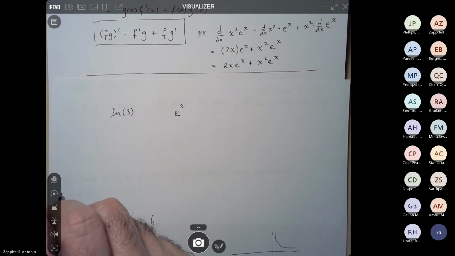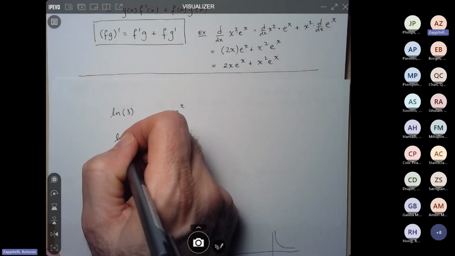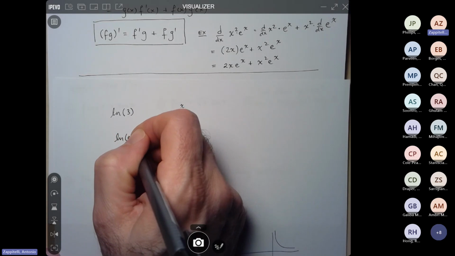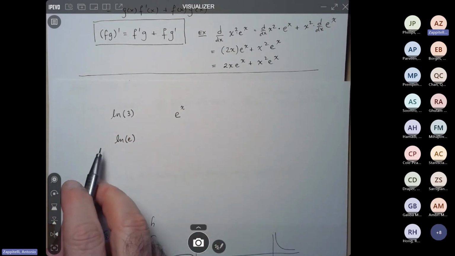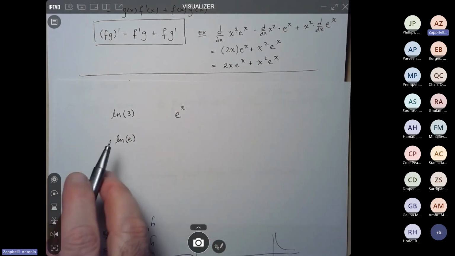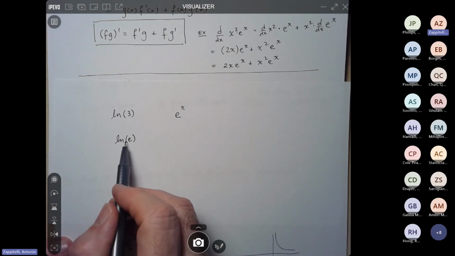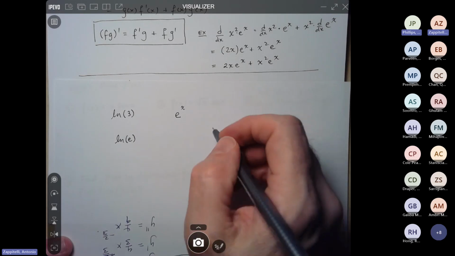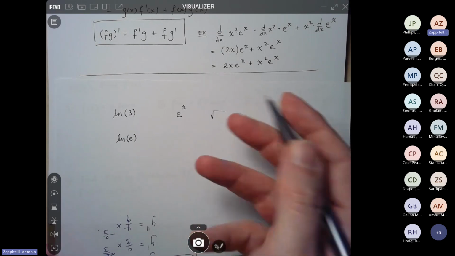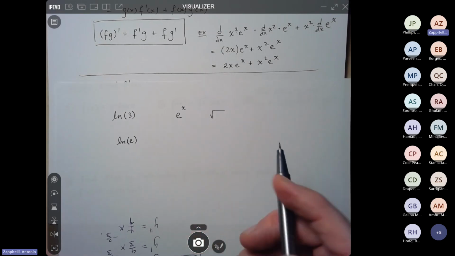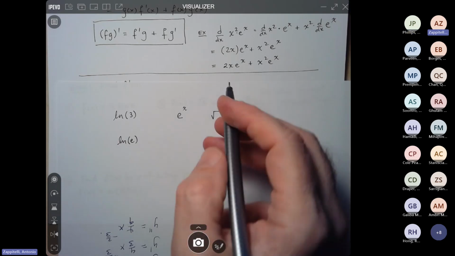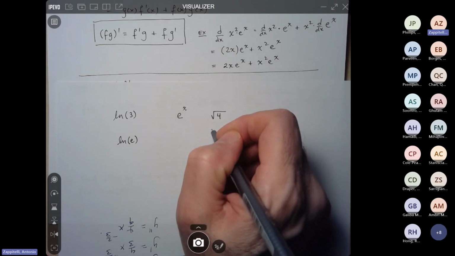So are you asking me what is the natural logarithm of the input e? Is this what you're asking me? Yes. Okay, good. We want to make sure that we're clear that this is not a multiplication. For example, if I write square root, does this have any meaning? Does it have any value? No, it's the square root of something.